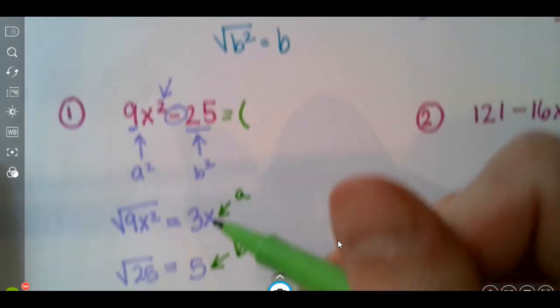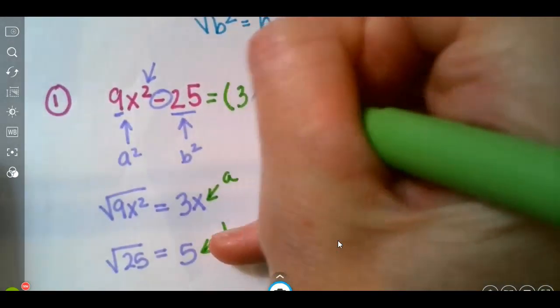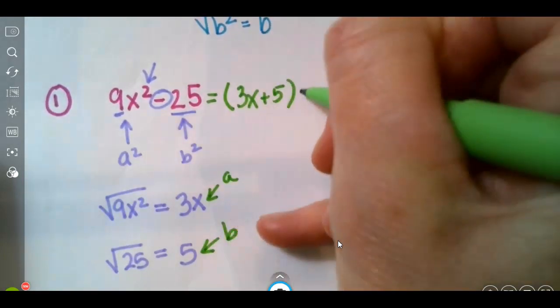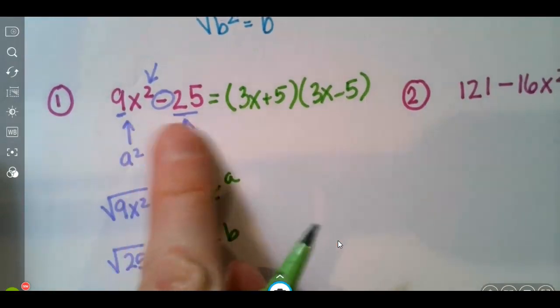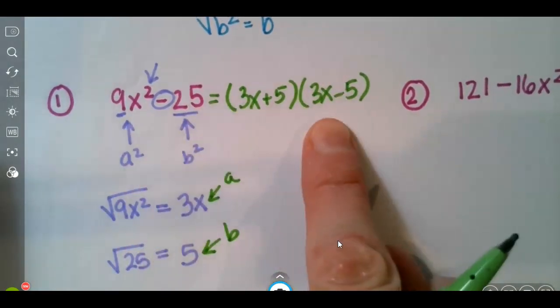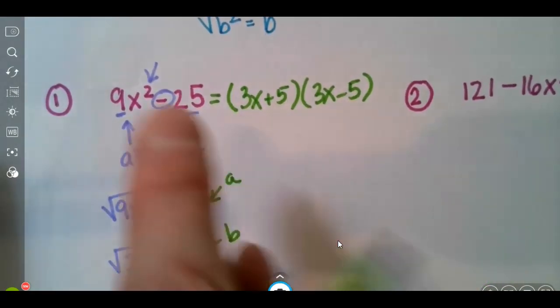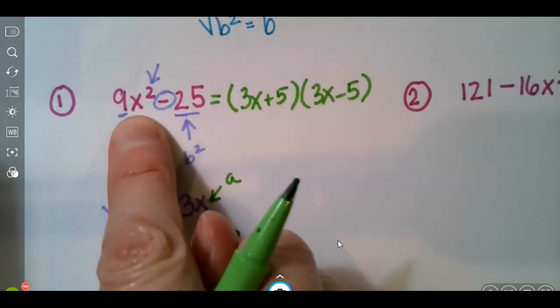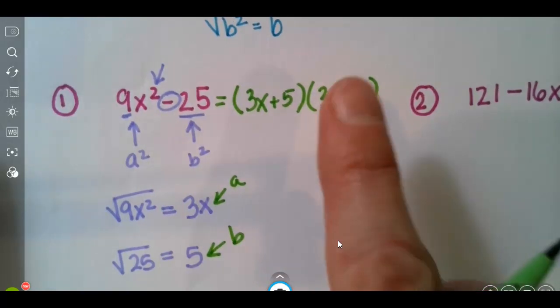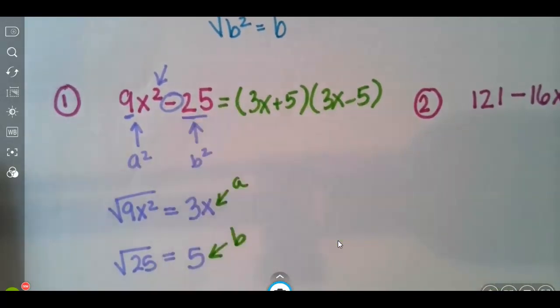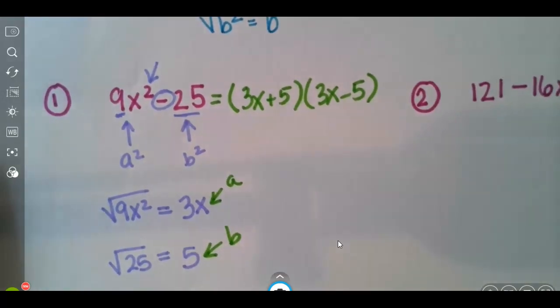So we're going to take those terms, 3x plus 5, 3x minus 5. This and this are equivalent. Multiply this out together, you're going to get 9x squared minus 25. So 3x plus 5 and 3x minus 5 are the factors of 9x squared minus 25. It's not a difficult task, it's just making sure that you remember how to do it.